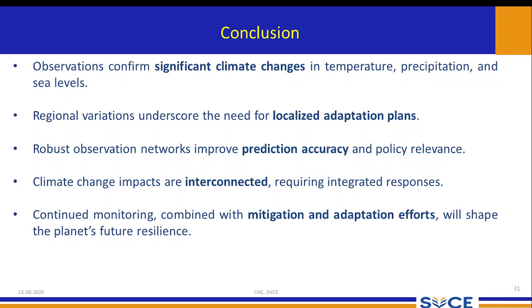Continued monitoring combined with mitigation and adaptation efforts. Mitigation means trying to reduce it from the source. Adaptation means it is happening, but how to protect ourselves from the changes. So with this note, I would like to conclude today's session.